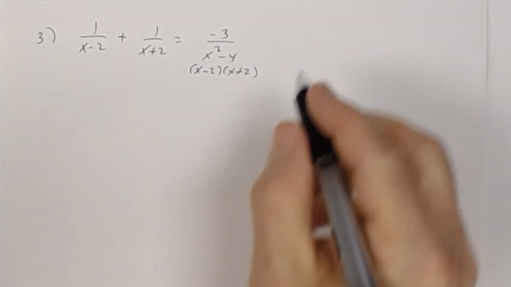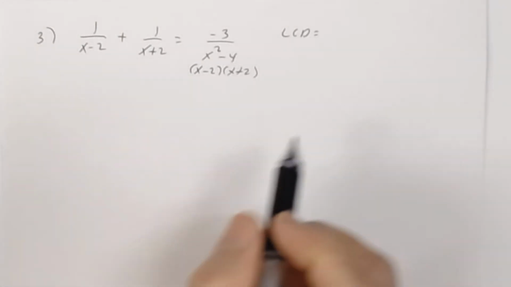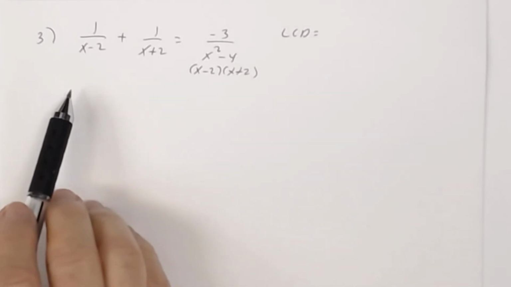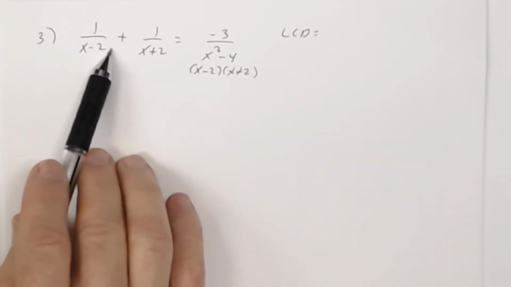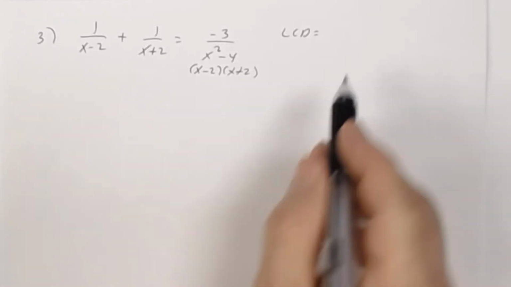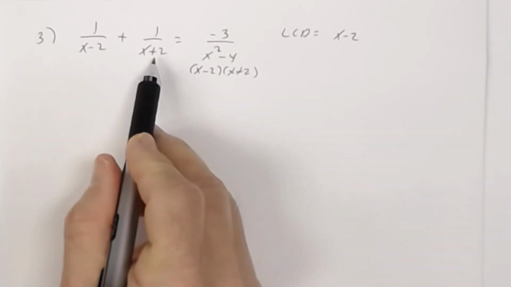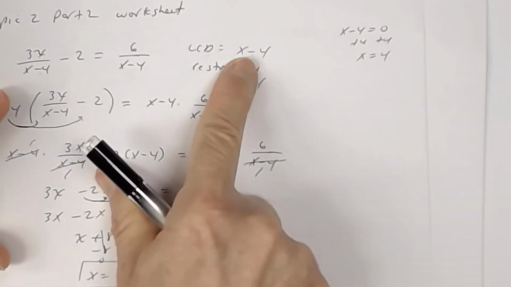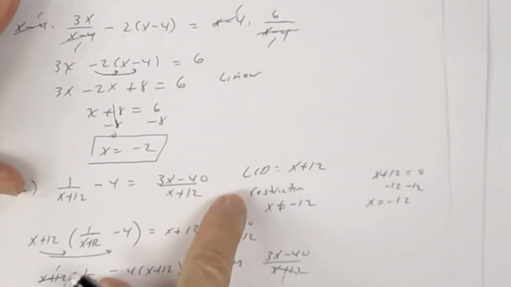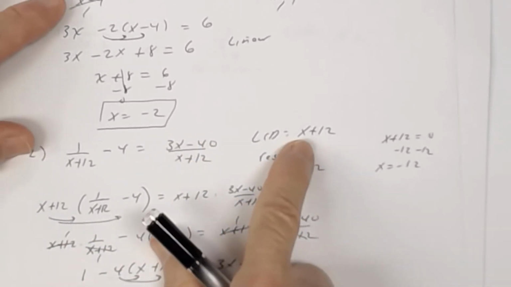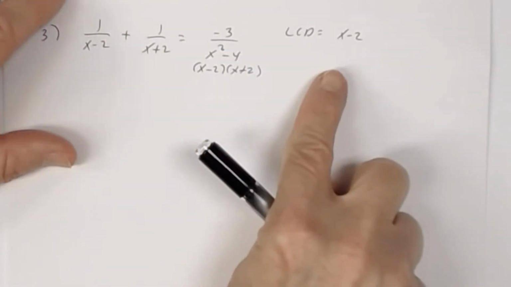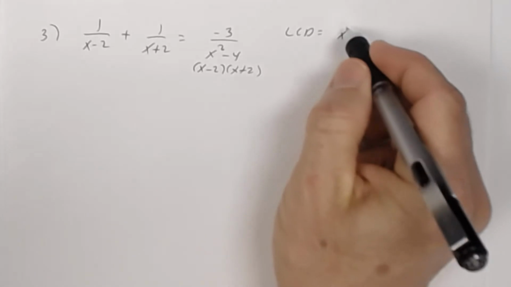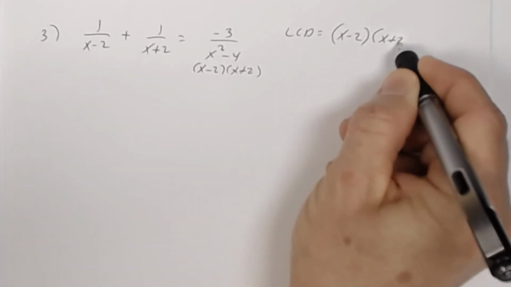Okay, now let's find the least common denominator. So your least common denominator must include every factor that you see. I see an x minus 2, I have to use it. I see an x plus 2, I have to use it. Now if you go back to numbers 1 and 2, you'll notice that in number 1, that was just one binomial in your LCD. And the same thing here in number 2. So notice I didn't use parentheses at all. But over here, since my least common denominator is going to involve more than one factor, we have to put that in parentheses. So x minus 2, x plus 2.